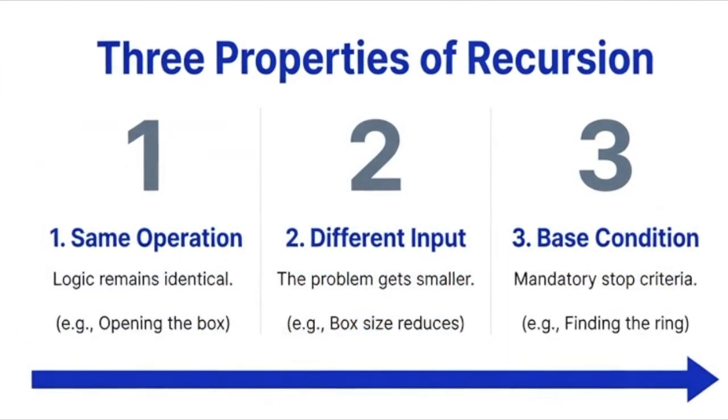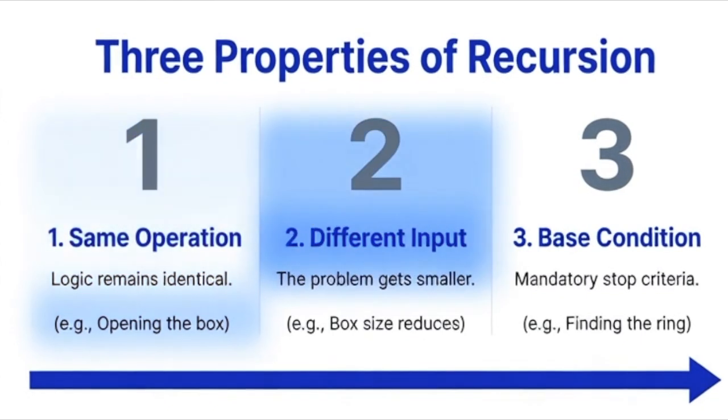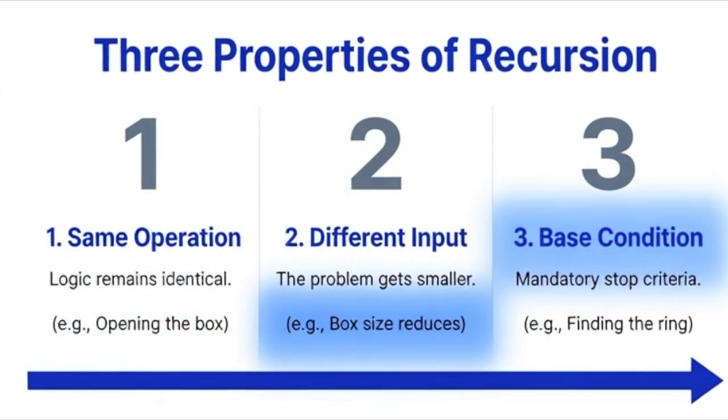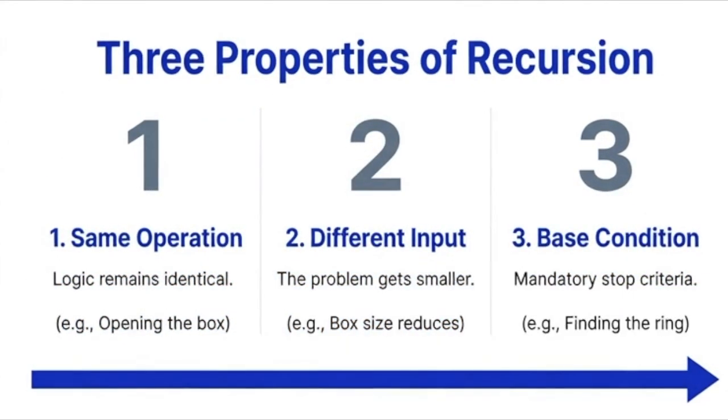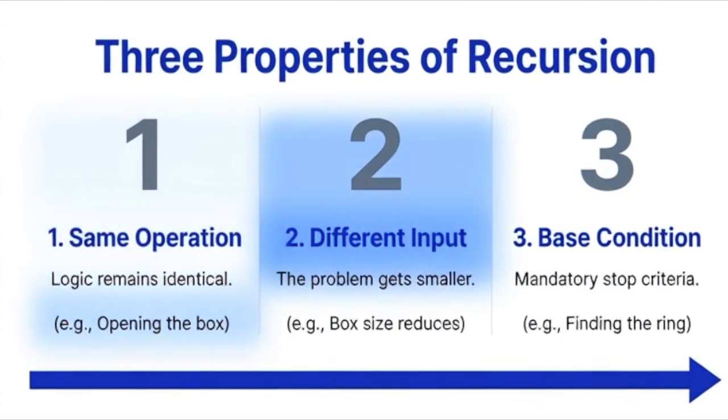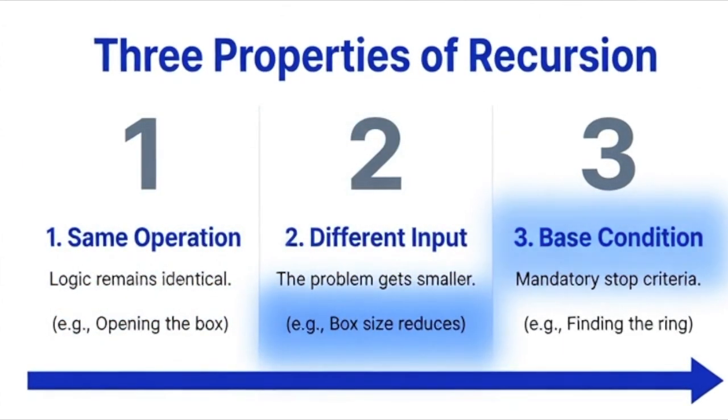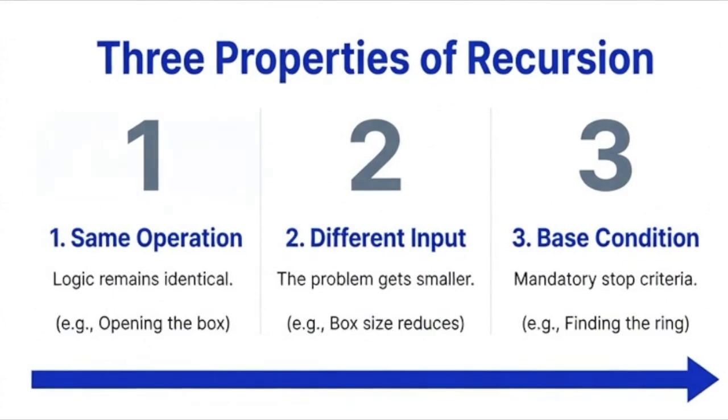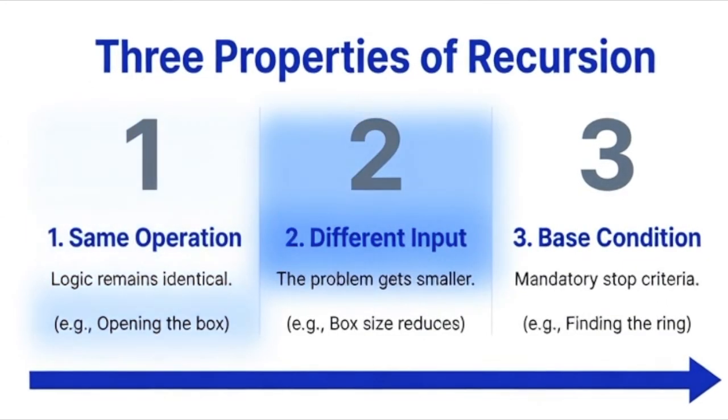To write a recursive function correctly, it must have three properties. First one is the same operation, that is the logic remains identical at every step. Second one, different input, the problem must get smaller with every call. Third one, base condition, a mandatory stop criteria that tells the system when to quit.